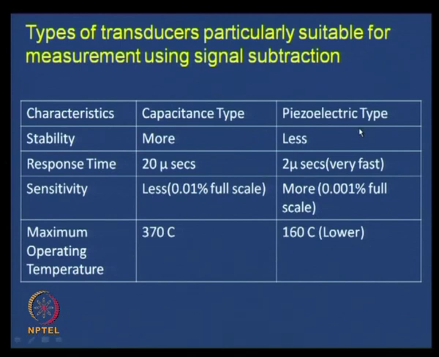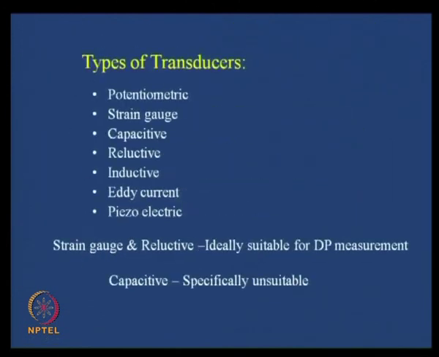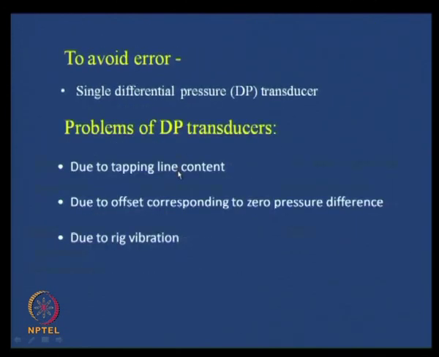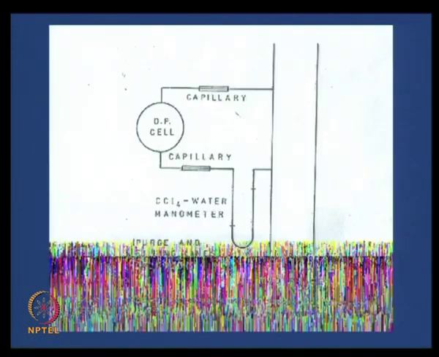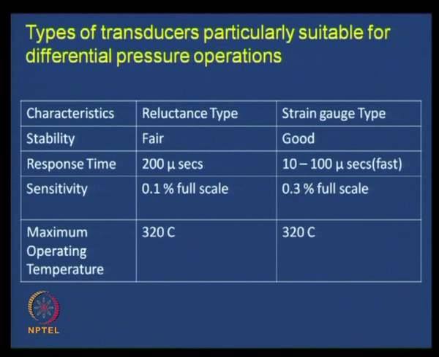Now, generally for differential pressure, we found that the transducers which were suitable here, capacitance type and piezoelectric type, are completely unsuitable. And what is suitable in this particular case? We find that usually the reluctance type and the strain gauge type are suitable. Again, here I have just noted down the advantages and disadvantages of the reluctance type and strain gauge type. Strain gauge type, definitely it is more stable and it has a fast response time, but at the same time the reluctance type is much more sensitive. It can give us much more accurate pressures for very low cases.